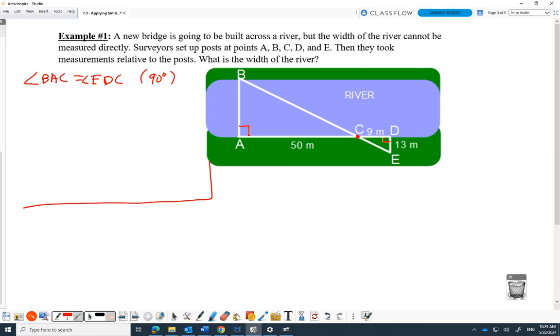And I'm going to start labeling them like this. I'm going to put an arc and say, hey, there's an arc. Yeah, right there. Those got to be equal because they're opposite.